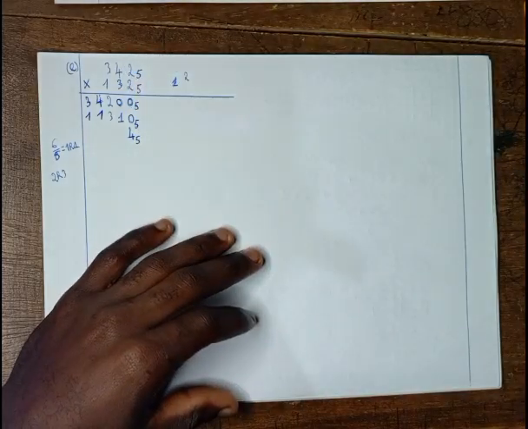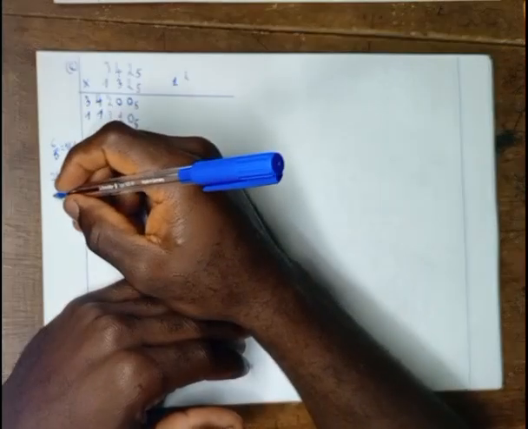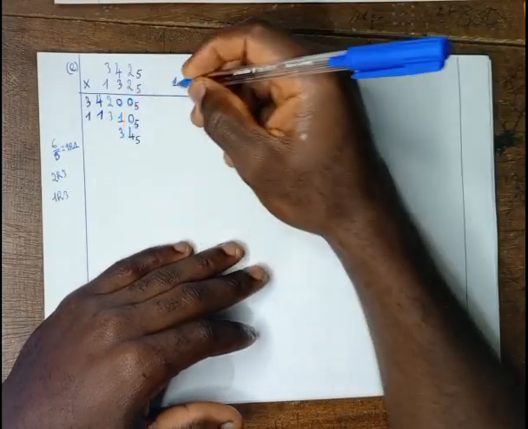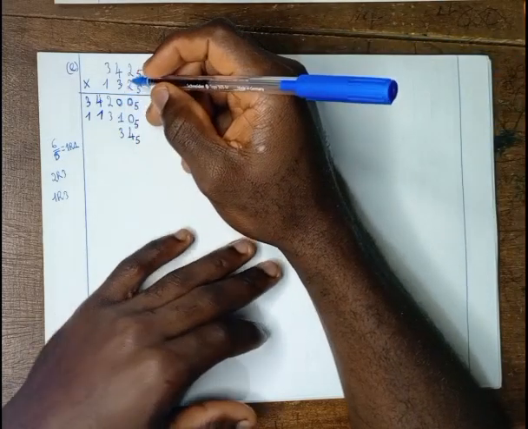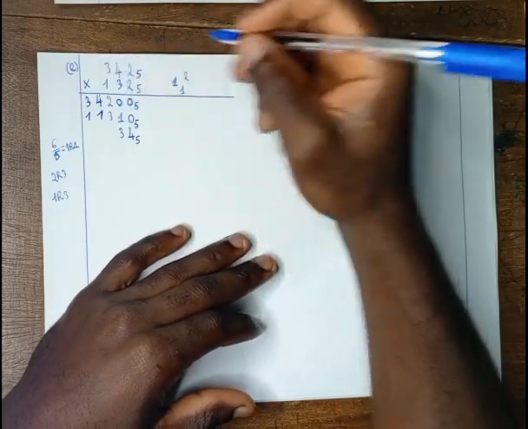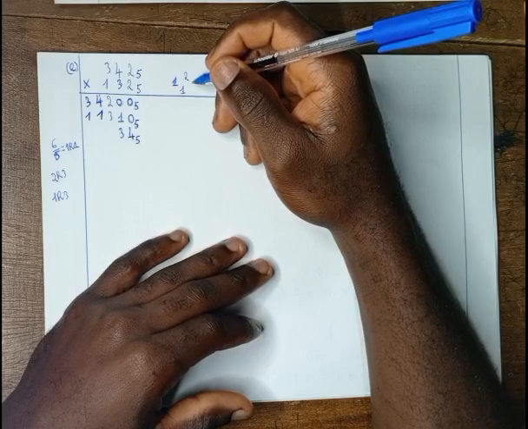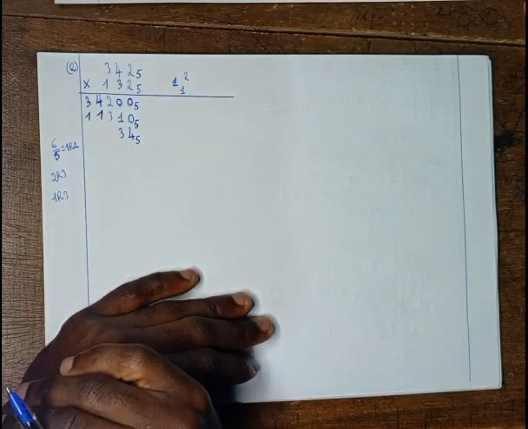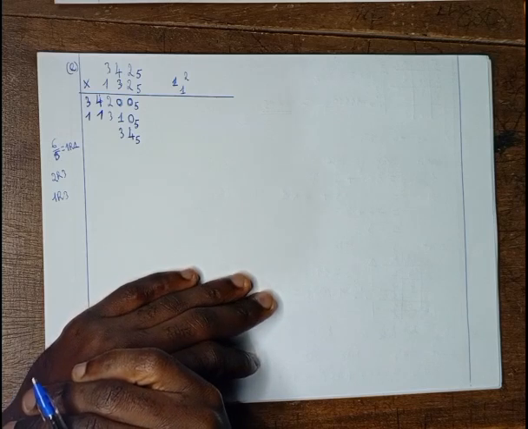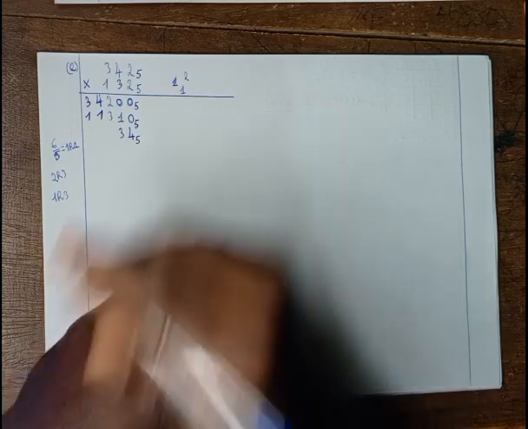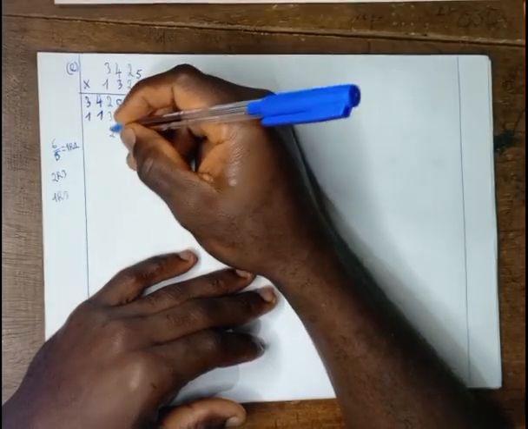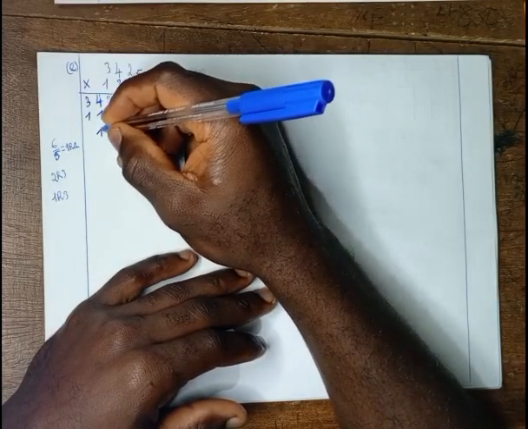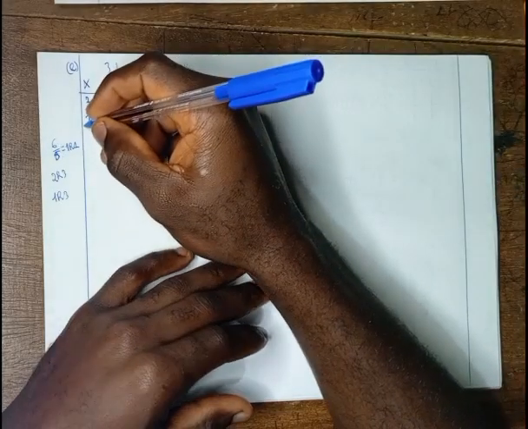2 times 4 gives us 8. 8 in base 5 gives us 1 remainder 3. We are going to write down the remainder here, 3. Then we carry 1. 2 times 3 gives us 6. Plus 1 gives us 7. And 7 in base 5 is simply 1 remainder 2. We are going to write down the 2 here, which is the remainder, then the whole number part 1 at the higher place value.